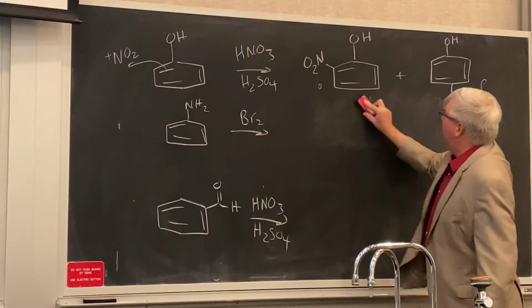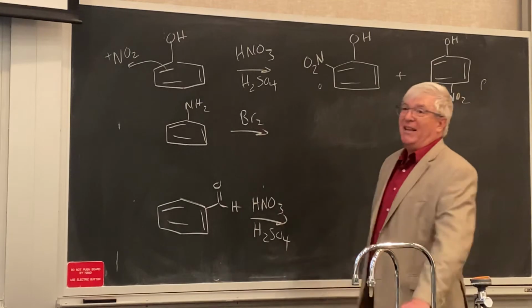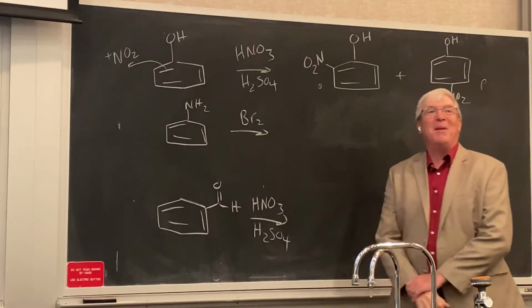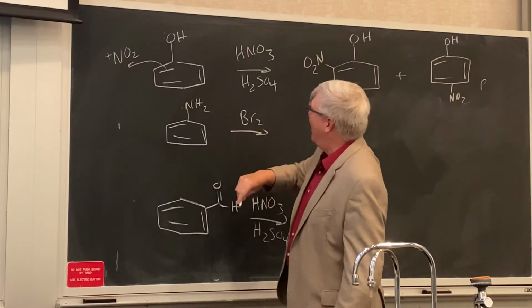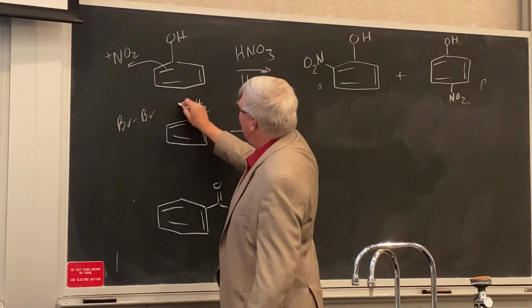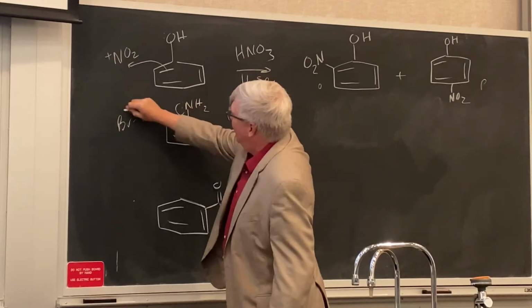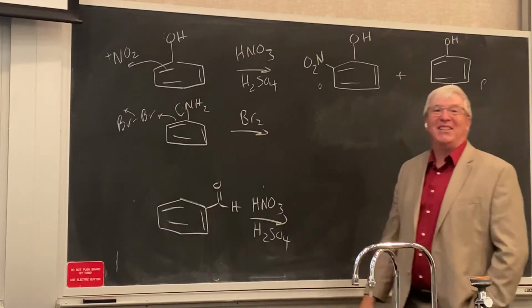How about the next one here? We've got aniline with bromine. And notice I'm leaving out the ferric bromide. Why? Well, this is such a strong activating group, this lone pair here. You can actually draw the mechanism now without even using the Lewis acid. So these are the two cases where you don't need the Lewis acid in order to get halogenation.